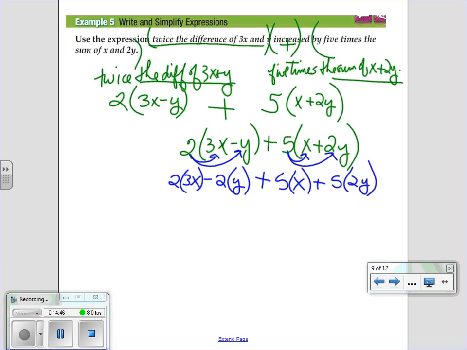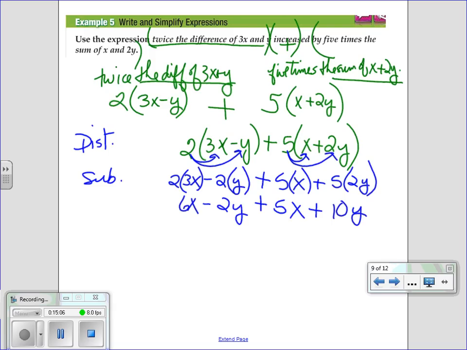All right, 2 times 3x is 6x. Negative 2 times y will be negative 2y. Plus 5 times x is 5x. Plus 5 times 2y is 10y. All right, if you wanted to know, I was doing the substitution property right there, wasn't I? Here I use the distributive property.